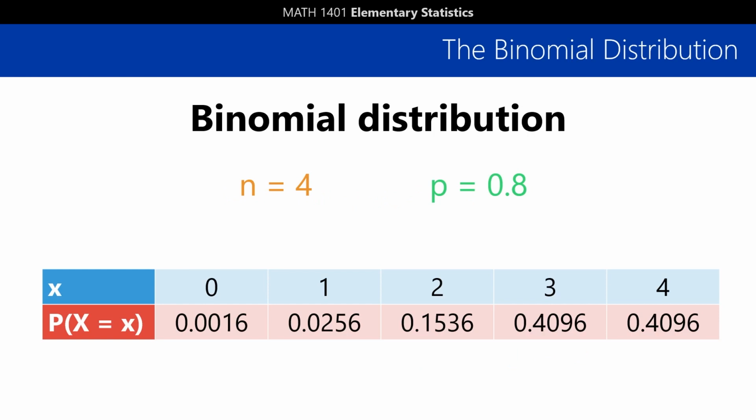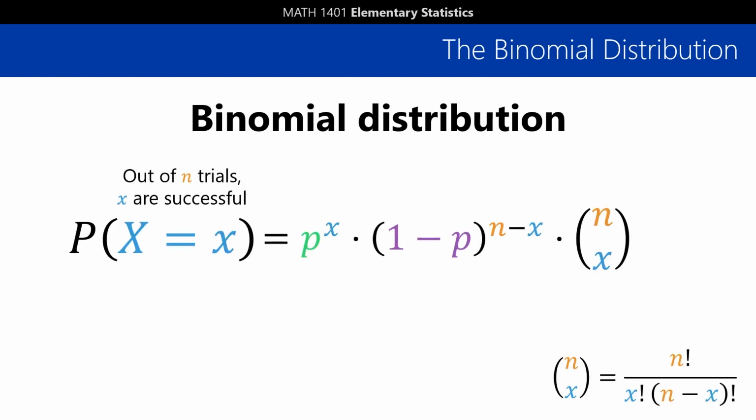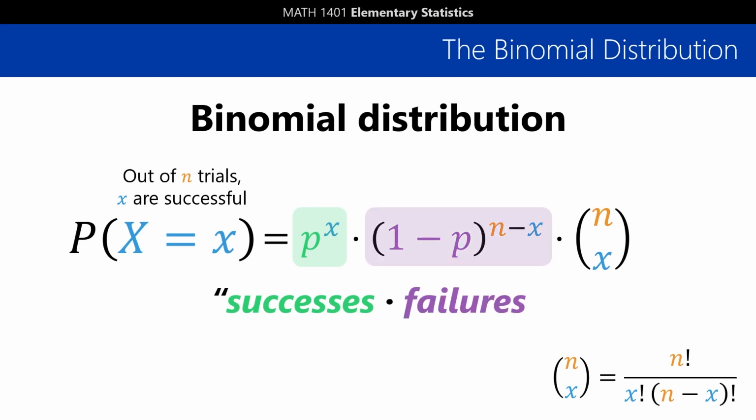So in our example, we had a binomial distribution with n equals 4, since there were 4 servers, and p was equal to 0.8, since there was an 80% chance that a given server was up and running. We can also write down a formula that sums up how to calculate the probability that we have some number of successes. Multiply the probabilities of all the successes, times the probabilities of all the failures, and finally times the number of orders in which those successes and failures could have happened.